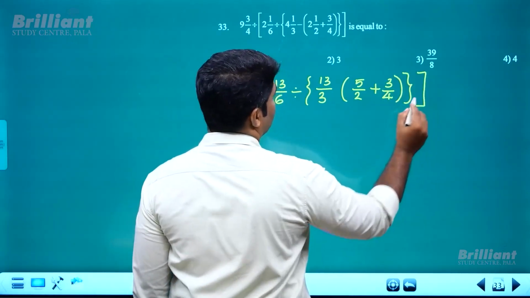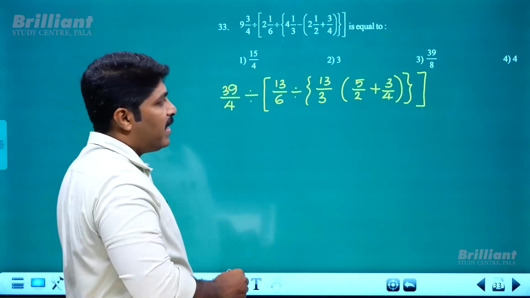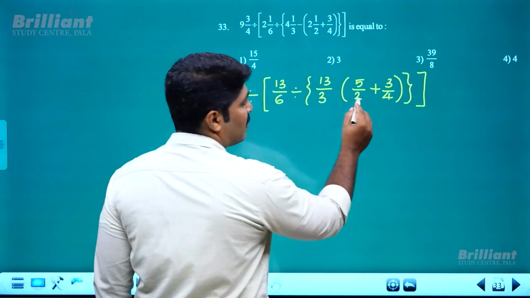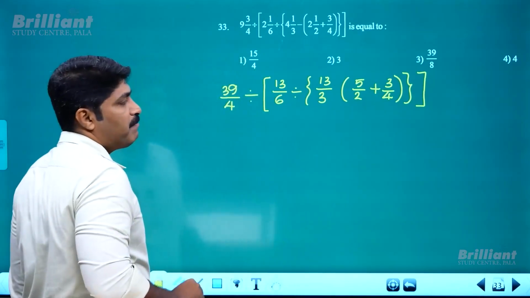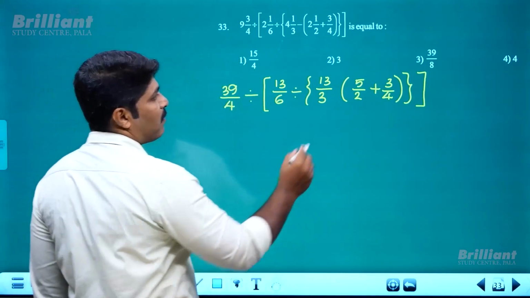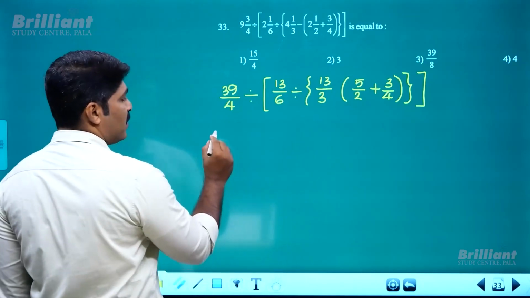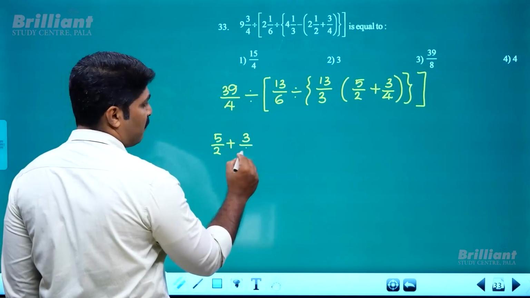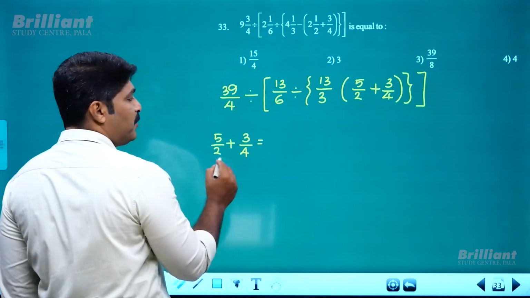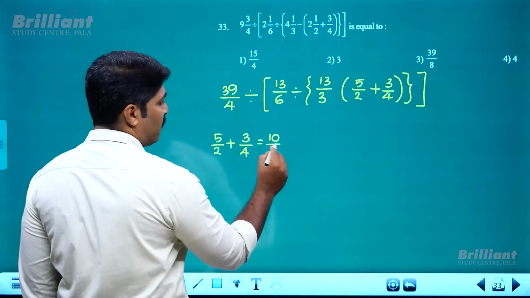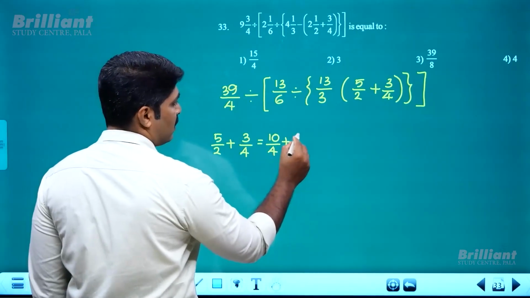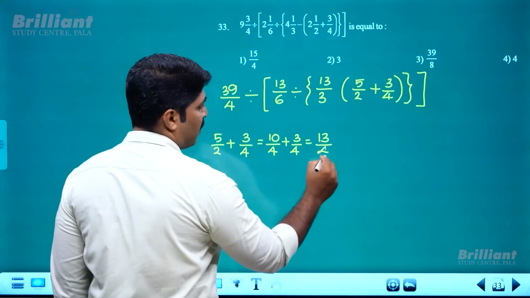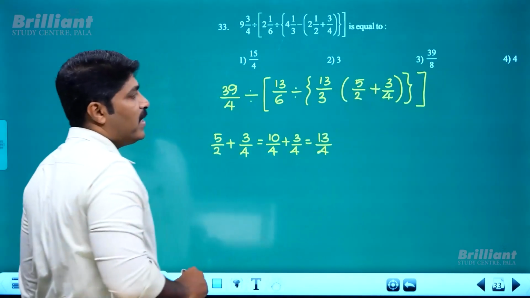So this is the entire set of operations. From where we have to start our operations? First we are starting from this step, 5 by 2 plus 3 by 4. So the first step: what is 5 by 2 plus 3 by 4? This 5 by 2 we can write as 10 by 4, plus this 3 by 4, so that is 13 by 4. So this part's value is 13 by 4.